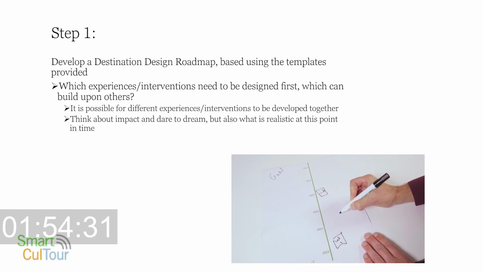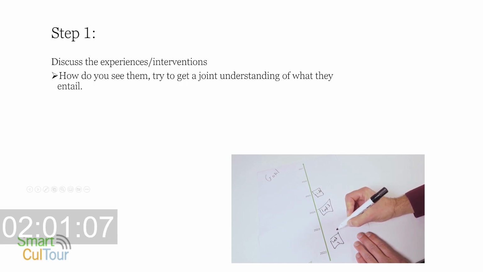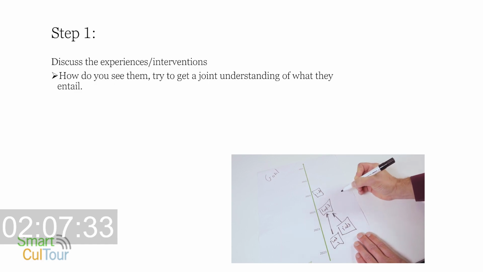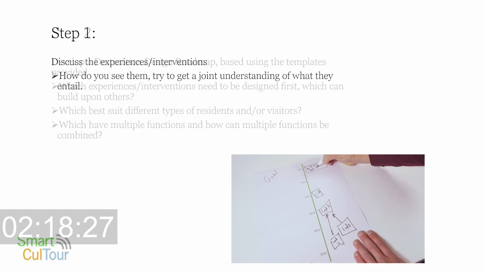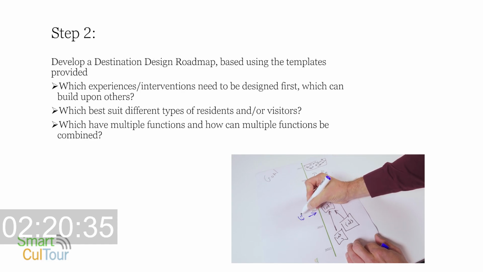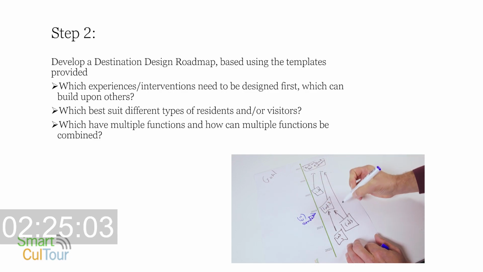So we start building with the ones that we can already build quite quickly, quite easily, and then we look at how we build towards the larger narrative, the larger goal that we have. And it also helps you to get a joint understanding of what experiences and interventions are. And actually this is the first step of what you do. First you discuss, you have a set of experiences and interventions, what do they actually mean to different people? Now, once you know that, you can start developing the destination design roadmap based on what I've said.